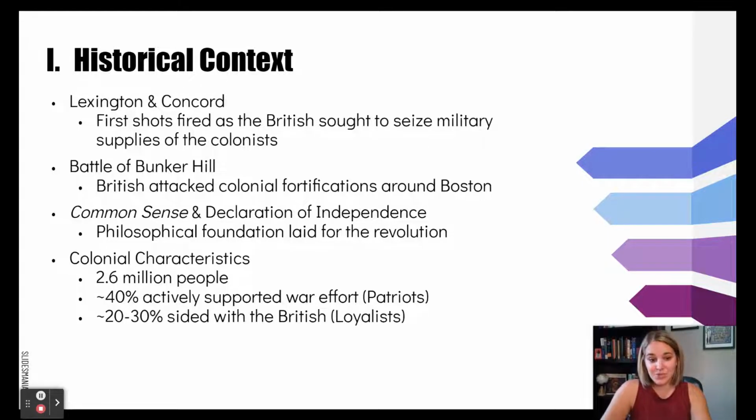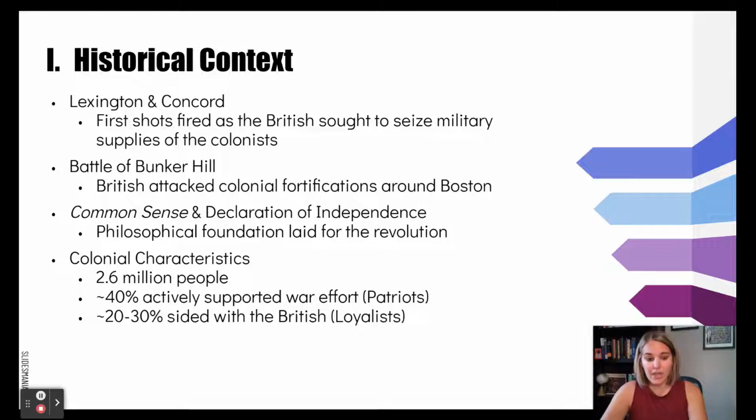So historical context, what do you need to remember before we dive into this lesson? Well, the first shots are fired at Lexington and Concord. So as the colonists and the British were spying on each other, the British learned of the location of the supplies of the colonists, the military supplies. And so on their way to seize these supplies, there were the first shots fired.